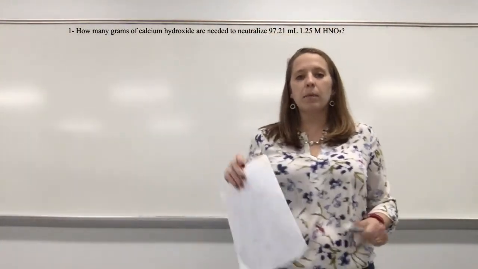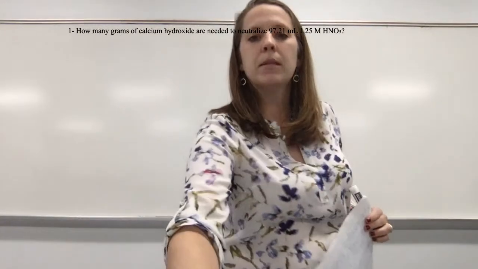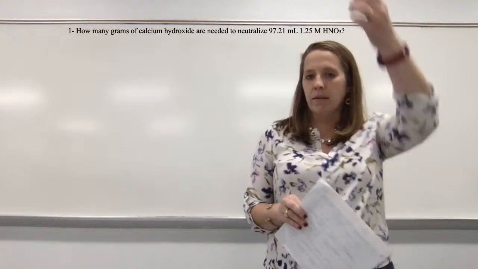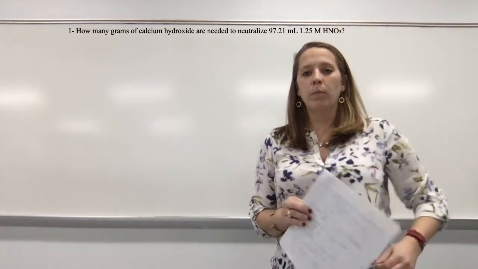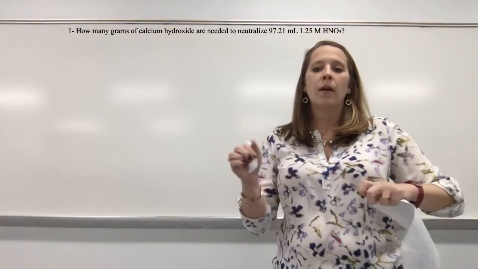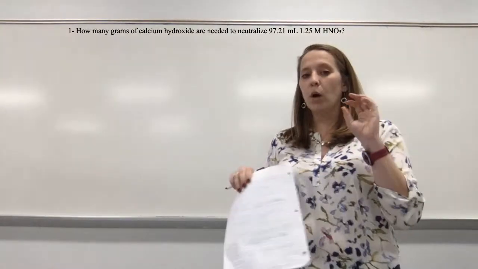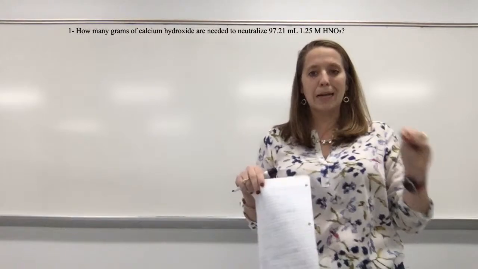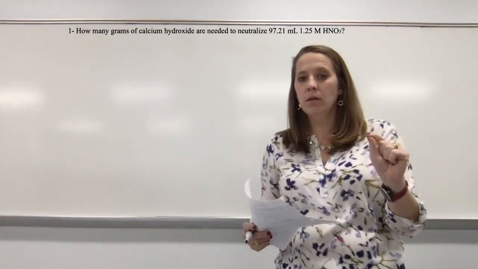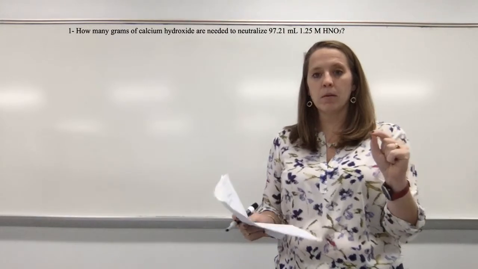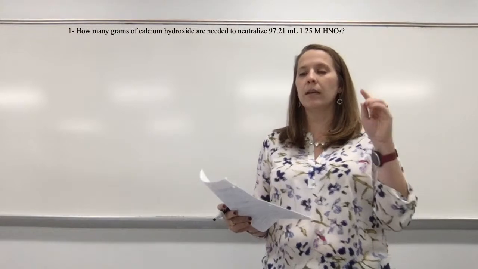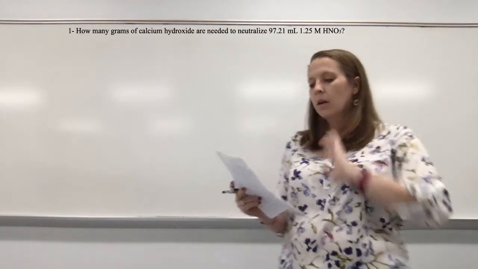In our first example, it asks how many grams of calcium hydroxide are needed to neutralize 97.21 mL of 1.25 molar nitric acid. The first thing we need to do for all of the titration type questions is write a balanced chemical equation. The balanced chemical equation is going to tell us how to set this up.